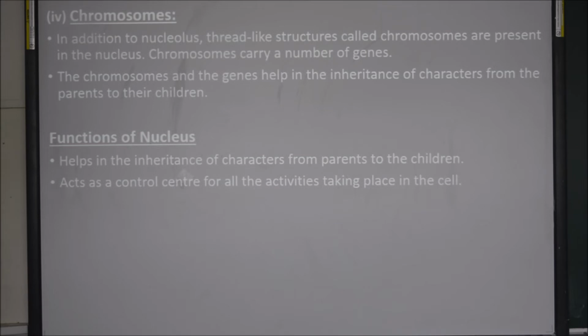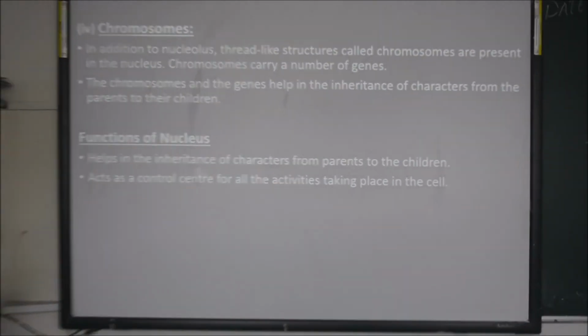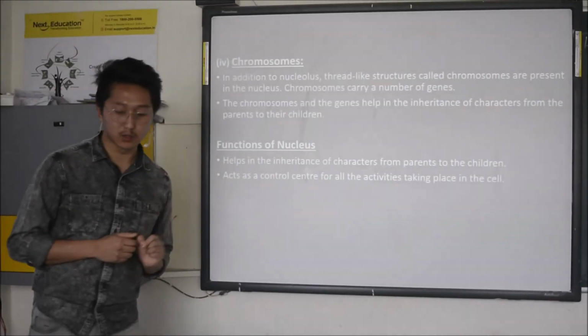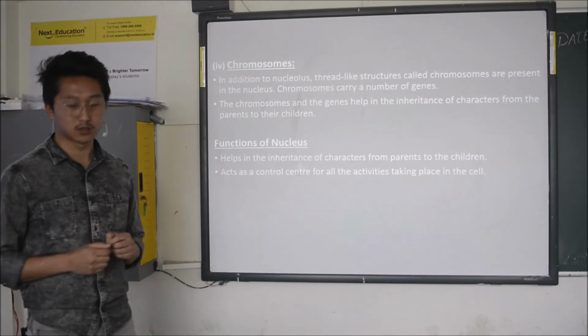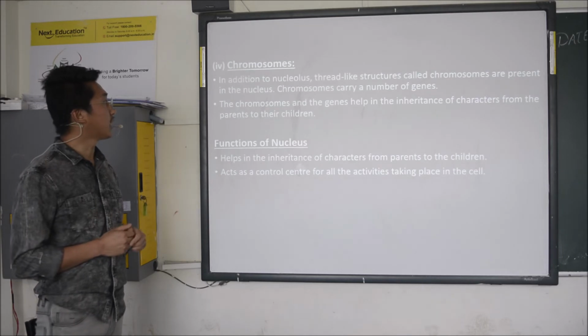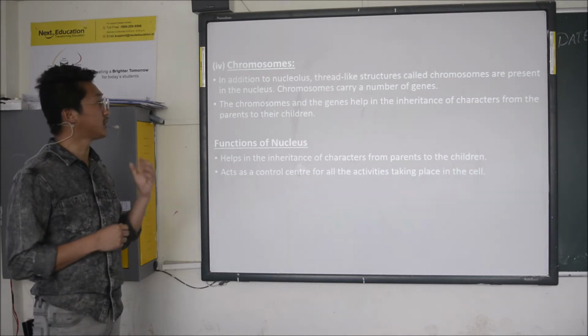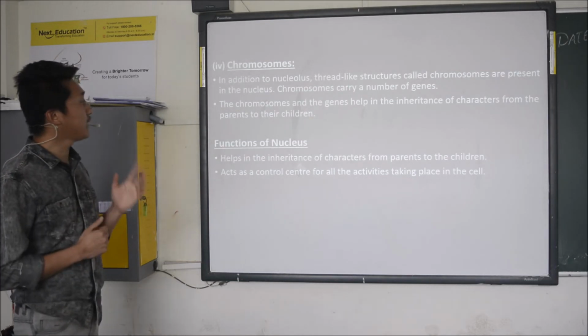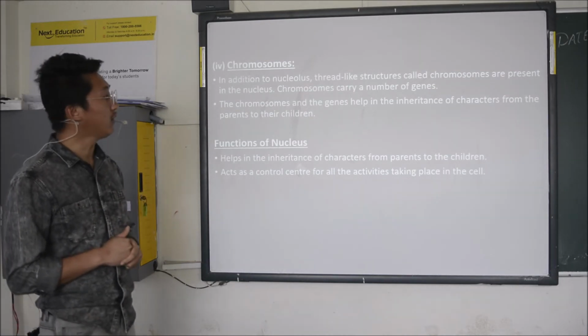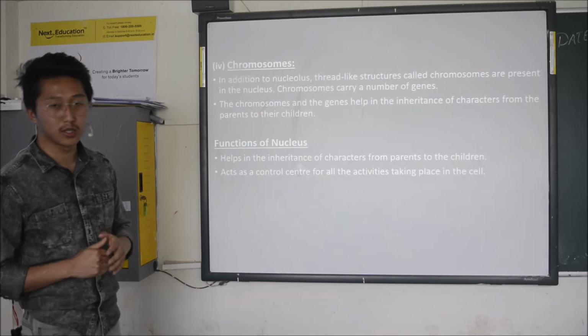If we see it under the microscope, we see it as a thread-like structure. Chromosomes carry a number of genes. So genes are present inside the chromosome, and these genes have special functions. Chromosomes and genes help in the inheritance of characters from parents to their children.